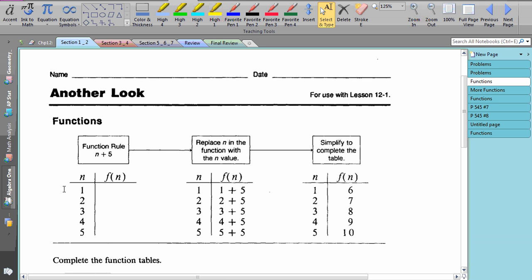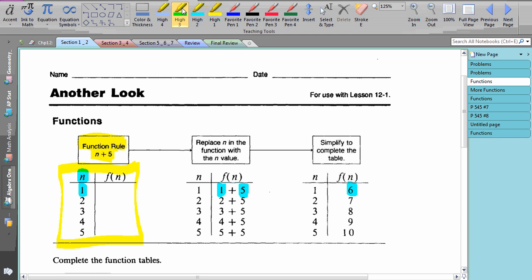Okay, now we have functions rearranged in a different style or format here, like a little table format. Notice they're giving us the rule, and the rule is to just add 5. And so here are the domain values. We have 5 domain values here. It's asking us to plug in 1. When we plug in 1, well, we add 5 to it. That's the rule, and then the output is 6.